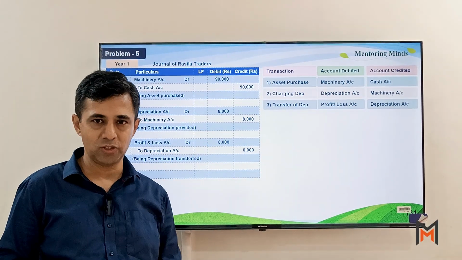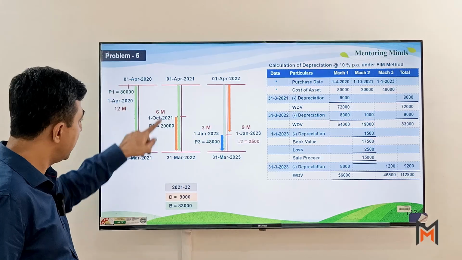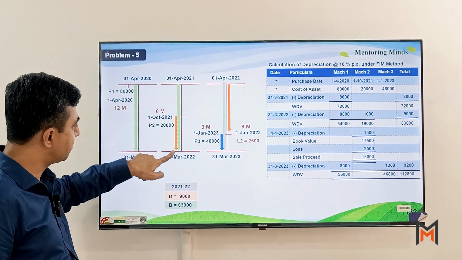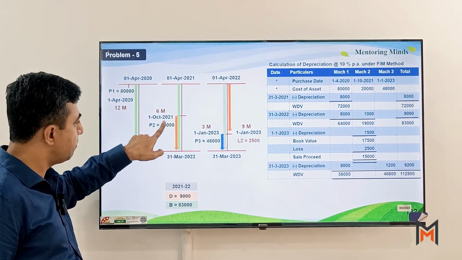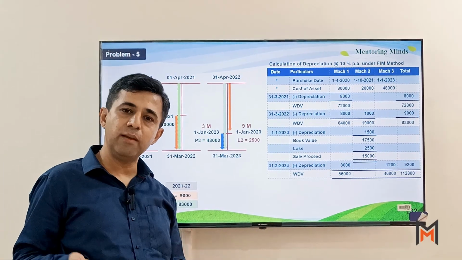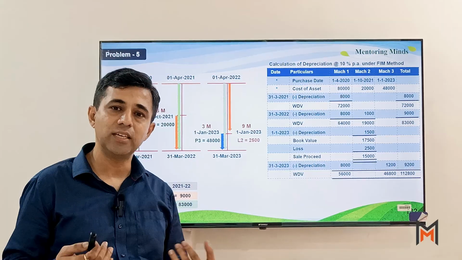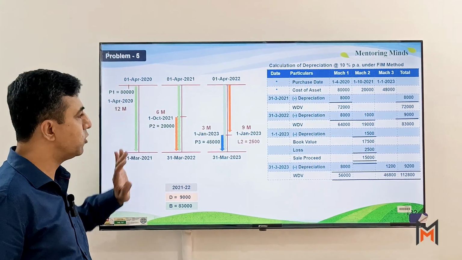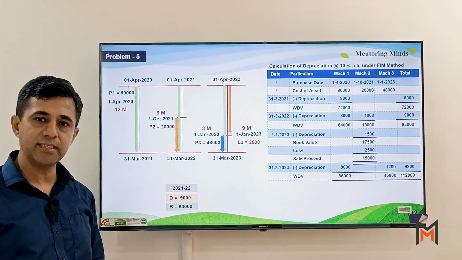So first year, basically there are only 3 journal entries: for purchase of asset, for charging depreciation and for transfer of depreciation. Let's say in the second year, have we purchased the asset? Yes sir. क्या हमने कोई asset बेची है? नहीं सर. तो basically same entries are going to come by changing the values. खाली values change होने वाली है और ऐसी ही entries आएंगी.